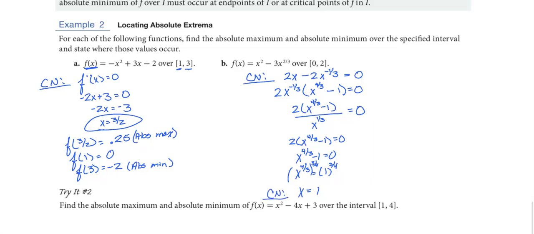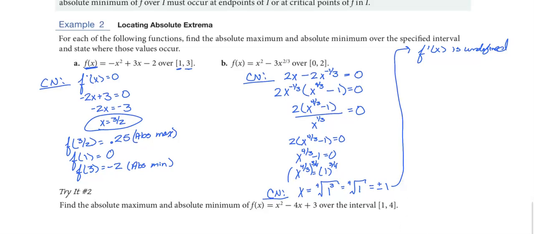But we also need to think about where that derivative is undefined. Hold on 1 minute. Let me think about this a little bit more. This is really the 4th root of 1 cubed, which is the 4th root of 1. Since this is an even root, we're going to get a plus and minus 1 there. So that was a little bit tricky. I had to think about that one for a second. So we've got critical numbers at plus and minus 1, but we need to know where also that derivative is undefined.